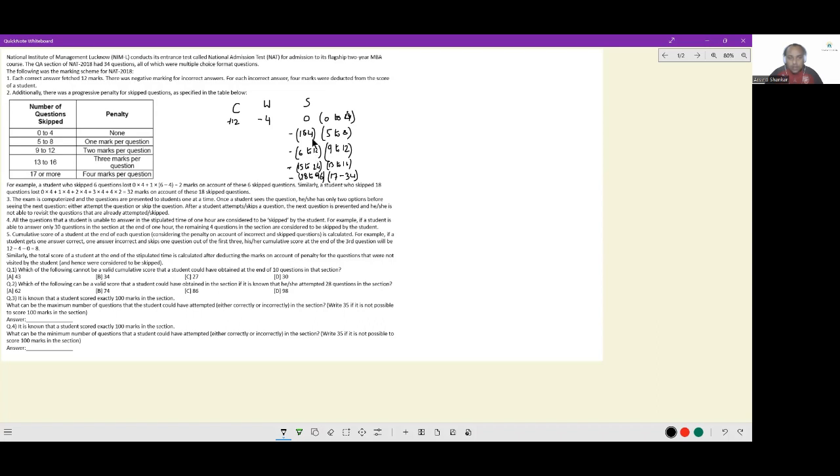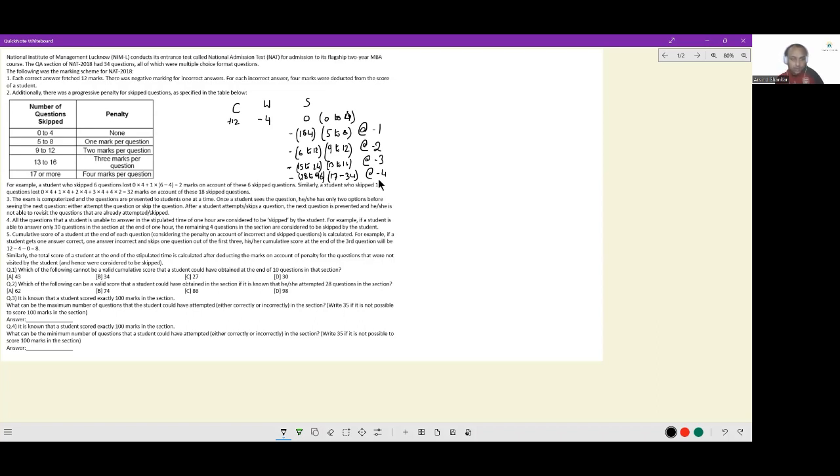These are the penalties for skipped questions, and I've gone ahead and written down precise penalties that you get for skipped questions. Here, at the rate of additional minus 1 per question, or at the rate of additional minus 2 per question, here at the rate of additional minus 3 per question, and here at the rate of additional minus 4 per question. This is the scoring pattern or the scoring scheme that has been informed to us.